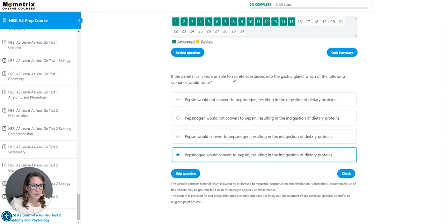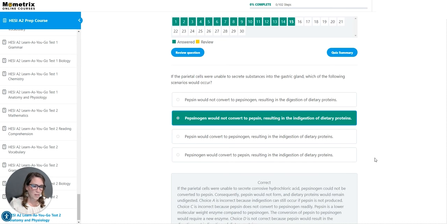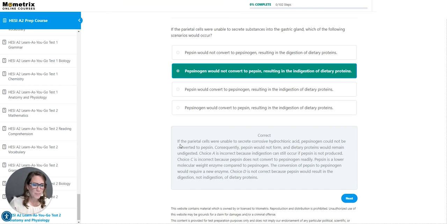So if our parietal cells were unable to secrete substances into the gastric gland, which of the scenarios? We're going to choose choice number 2 there. These parietal cells secrete that hydrochloric acid, and without it, pepsinogen would not be converted to pepsin. So if it's not converted to pepsin, we are not going to be able to digest correctly those dietary proteins. Choice A there is incorrect, because indigestion can still occur if pepsin is not produced, and this is saying that you can digest it.